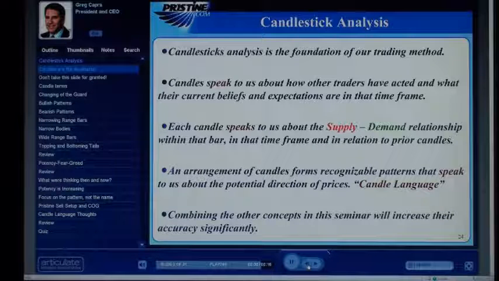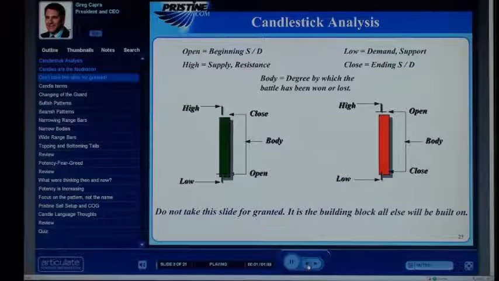them significantly. Remember, each part of the course in this seminar is a little mini course in and of itself that you're going to combine with the various concepts together for making your trading decisions. As the bottom of this slide says, do not take this slide for granted. It's going to be the building block all else will be built on as we go through the material.